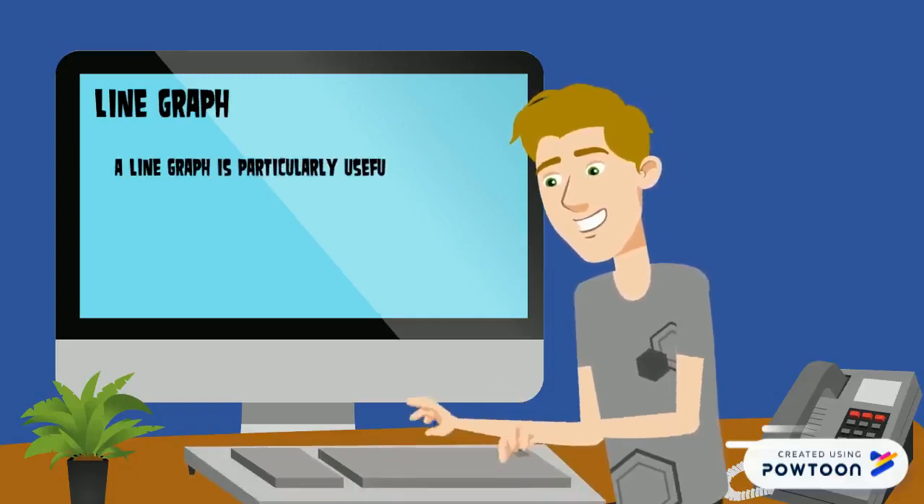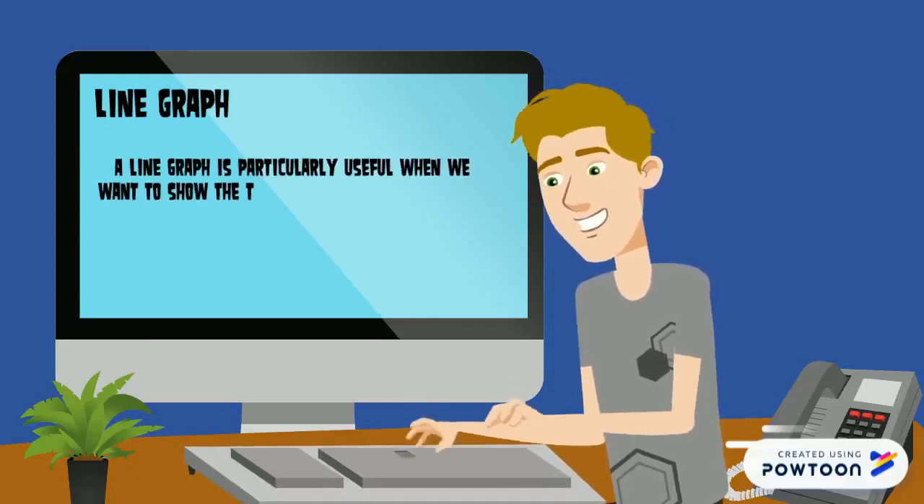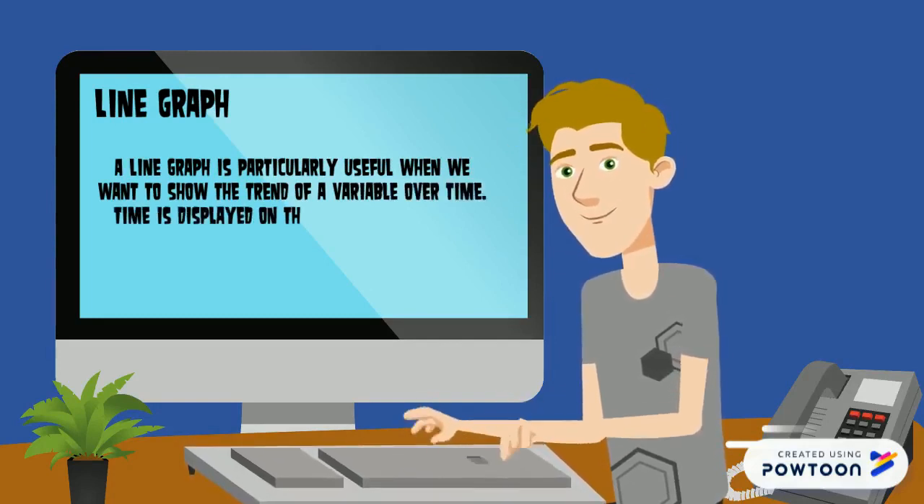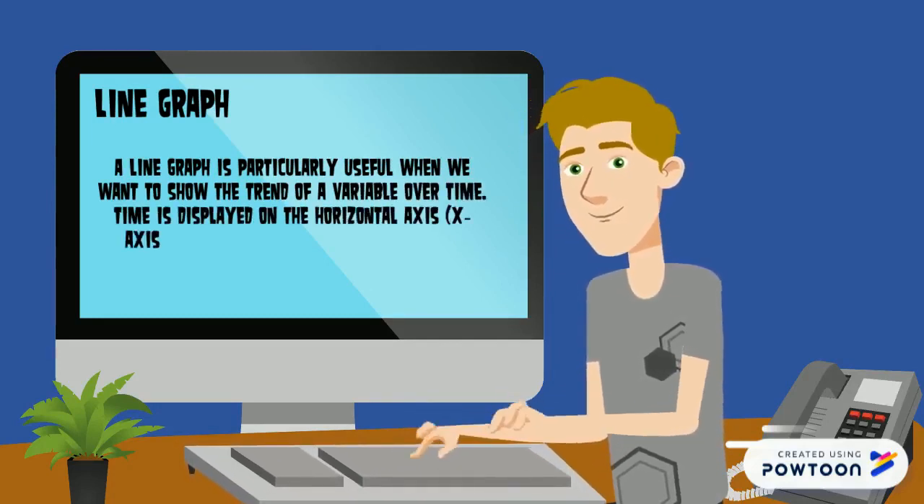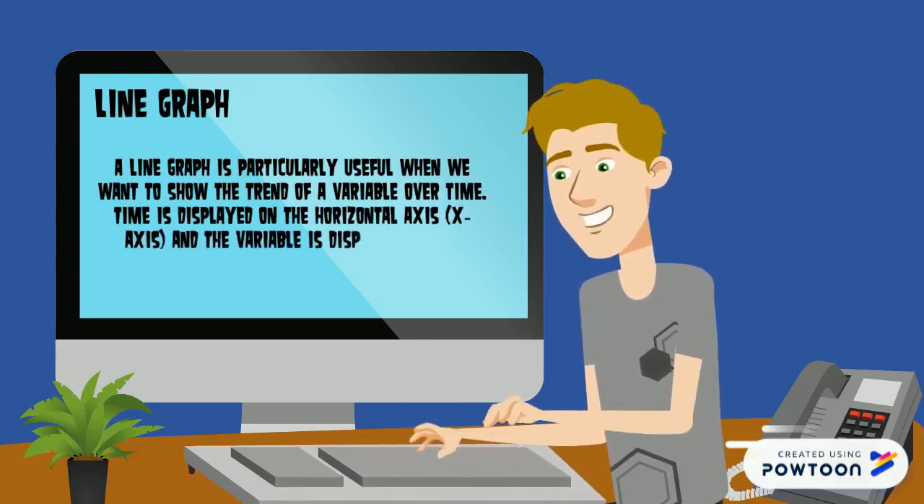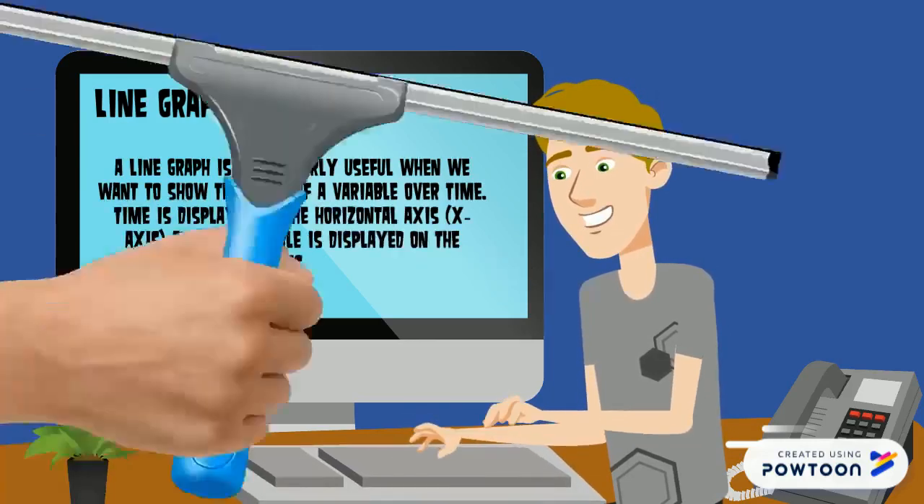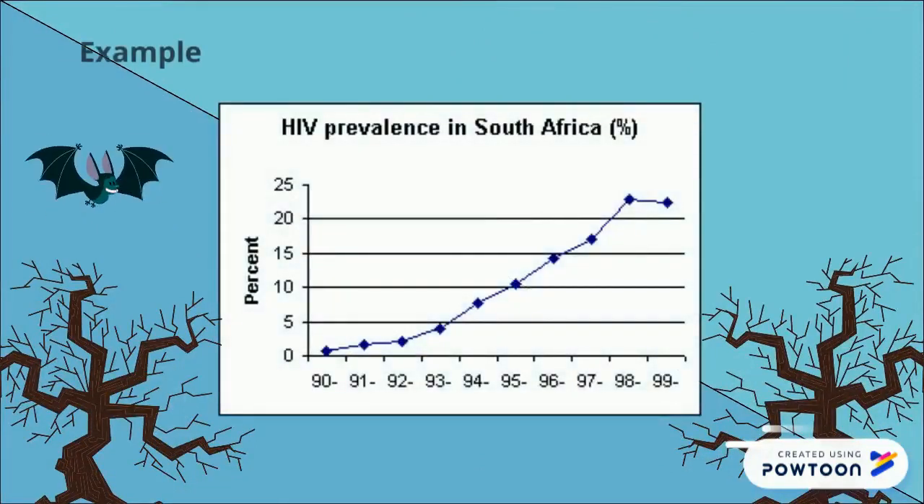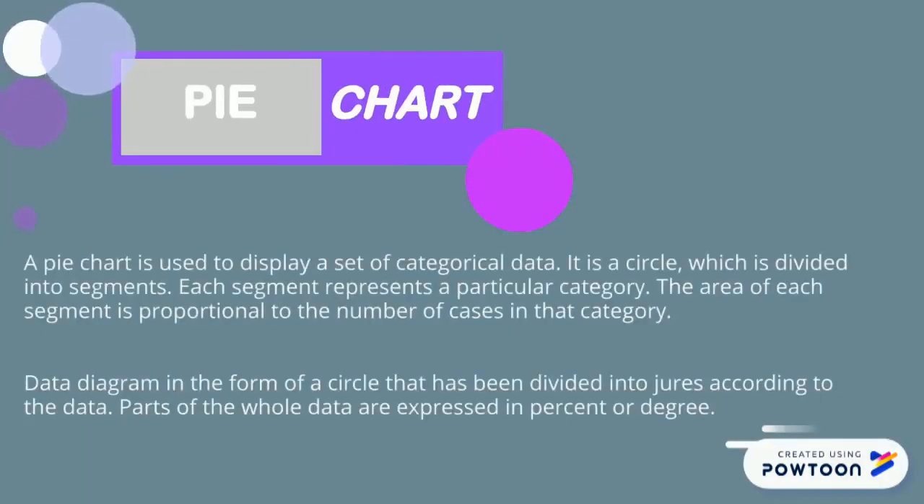Line graph. A line graph is particularly useful when we want to show the trend of a variable over time. Time is displayed on the horizontal axis, which means the x-axis, and the variable is displayed on the vertical axis. For example, here is presented data on HIV prevalence in South Africa in percent.